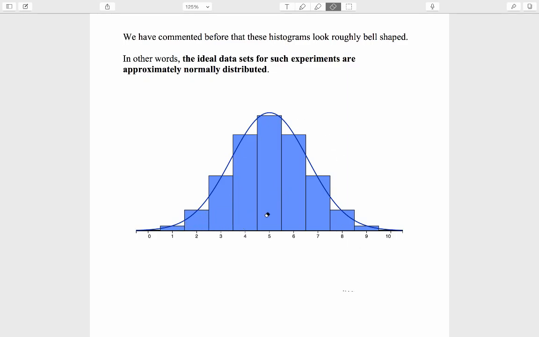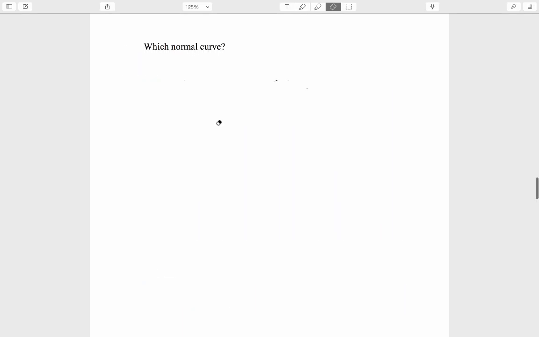I can take the histogram for such an ideal dataset, and I can draw some kind of a normal curve that approximates it. But here's a really key point. There is one specific normal curve most closely associated with this histogram. If there's one specific one, then which normal curve is it? It's the one with the same mu and sigma as the histogram for the ideal dataset for the coin flipping experiment. What does that mean?